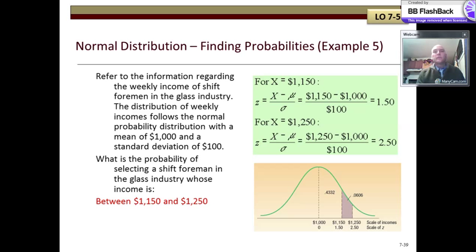In this case, we convert those raw scores to z-scores. 1150 becomes a z of 1.5. A raw score of 1250 converts to a z-score of 2.5. I've taken my raw scores and converted them to z-scores. Now I've got to use those z-scores to find some areas.